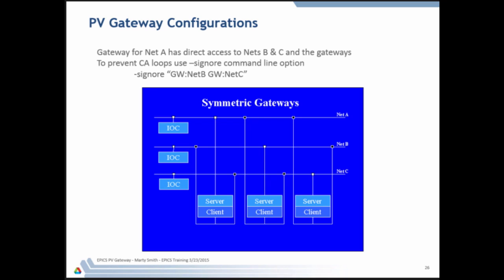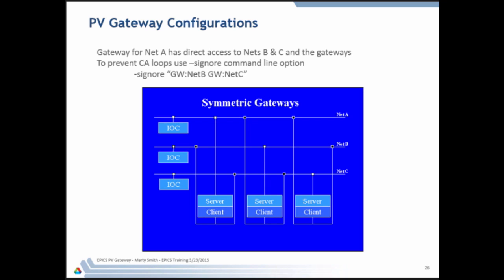So if you have an MEDM running on net A, it can obviously access all the PVs in the net A IOC, but it can also access PVs in the net B and net C IOCs through this first PV gateway on the left. The middle gateway is connected on the server side to net B, so that also has connections to net A and net C. So all of these gateways can talk to all the other networks.